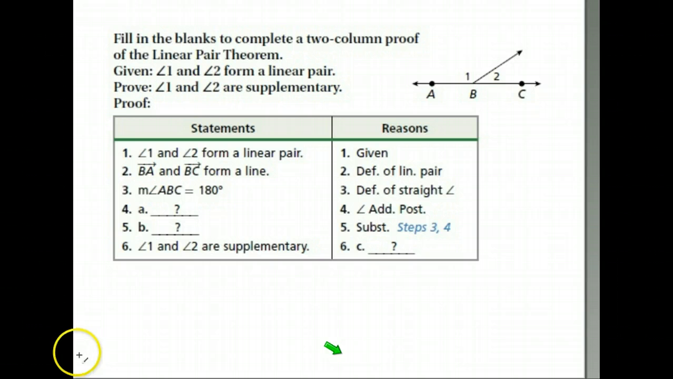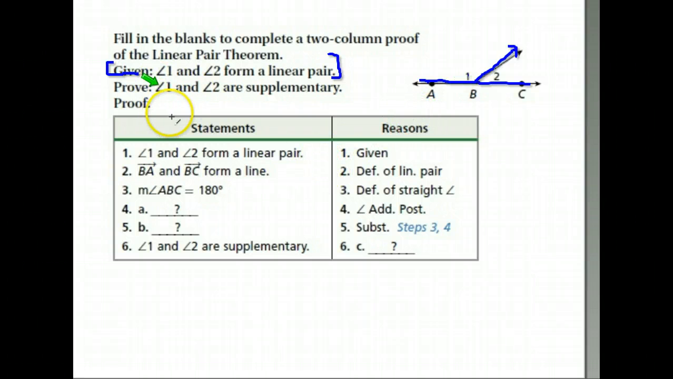All right, let's go through another proof. Okay, so here's what the person was given. They were given that angle 1 and angle 2 are a linear pair. So you would want to go, okay, what does linear pair mean? It means two angles that form a straight line, which we have in our picture here. Okay, angle 1 plus angle 2, together they make a straight line.